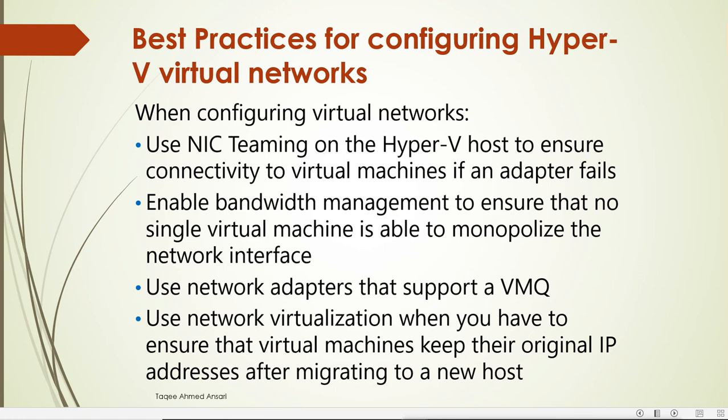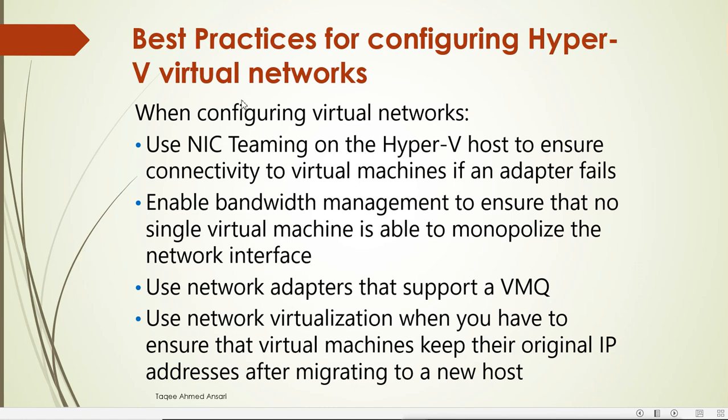Then, what are the best practices for configuring the Hyper-V virtual network? When you configure the virtual network, first use NIC teaming on the Hyper-V host to ensure connectivity to the virtual machine if an adapter fails. NIC teaming is a configuration to combine multiple physical adapters to use them as a single adapter or single network. That will give redundancy for the virtual machine.